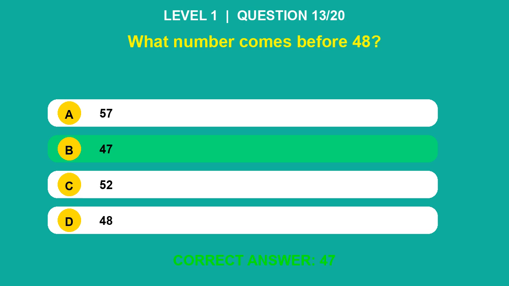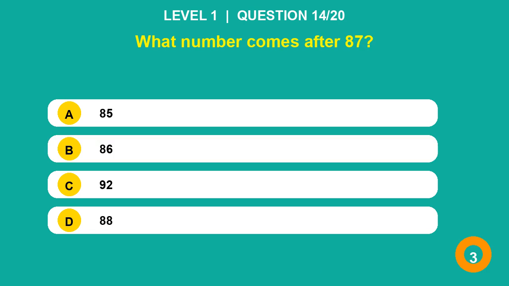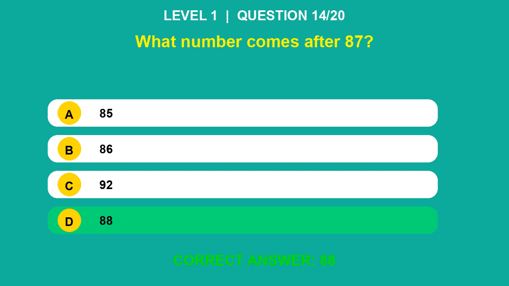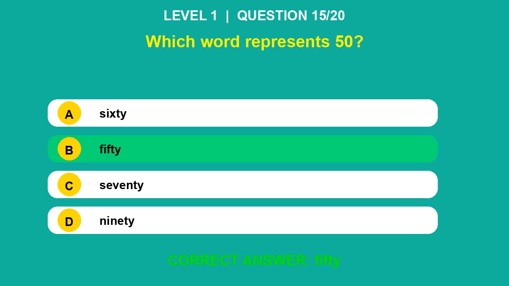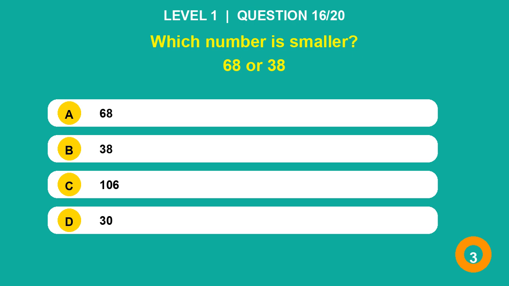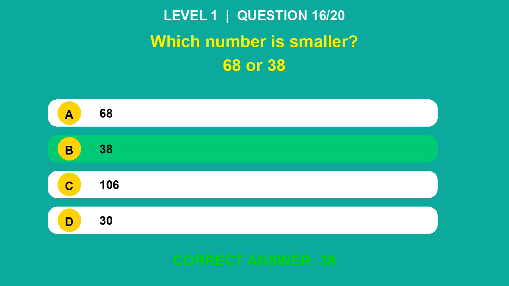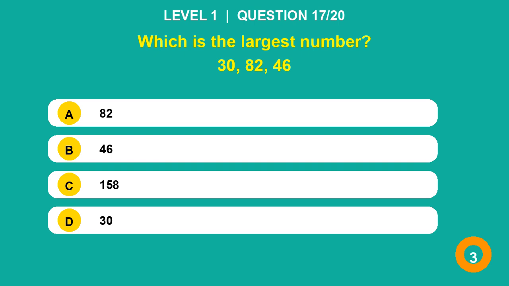Answer is 47. What number comes after 87? Answer is 88. Which word represents 50? Answer is 50. Which number is smaller? 68 or 38? Answer is 38. Which is the largest number?